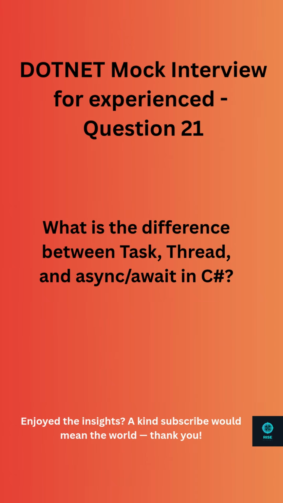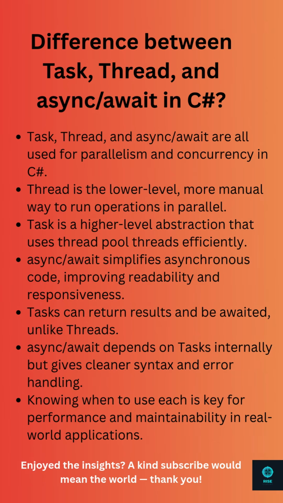What is the difference between task, thread, and async, await in C#? Sure, let me explain it the way I understand from real-world experience. So, imagine I have a task like uploading a large file or calling an external API.